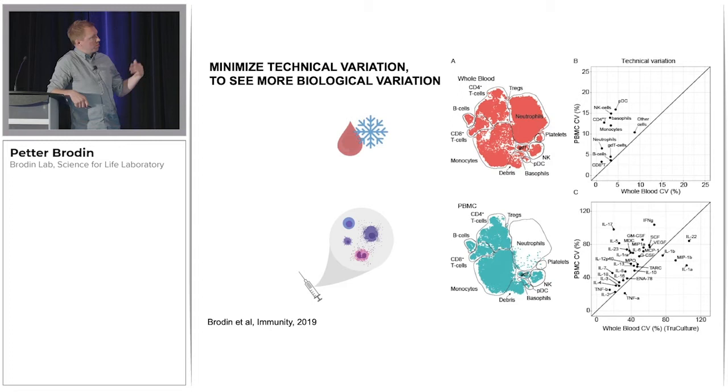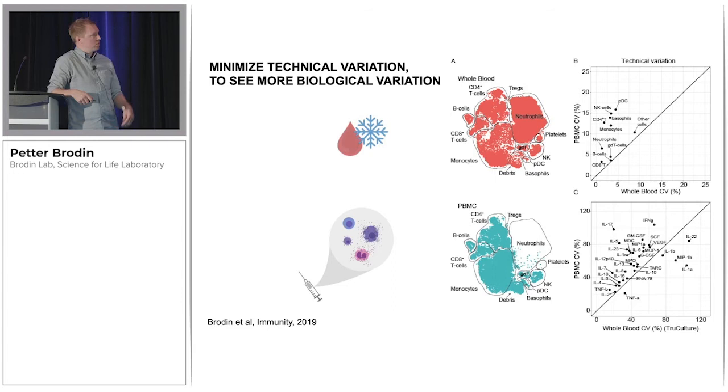And most importantly, if we look at the top right corner there in the graph, the technical variation, when doing technical replicates from the same blood draw, is much greater in PBMC than in preserved whole blood. When we start moving towards whole blood, not only do we see a more physiological tissue, because PBMC doesn't really exist other than in a tissue culture dish or tube, but it's also less variable for technical reasons. We start seeing more of the biological signatures that we're interested in.